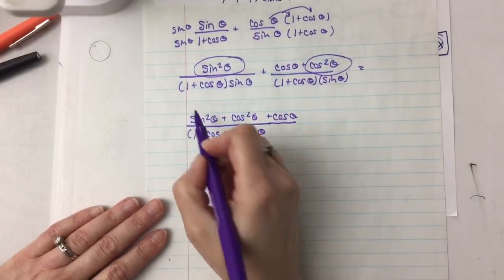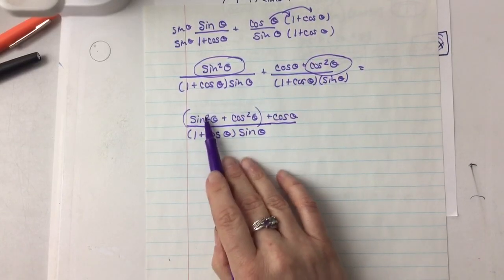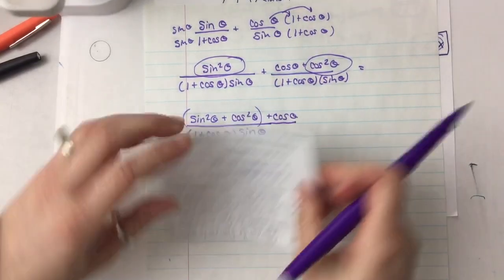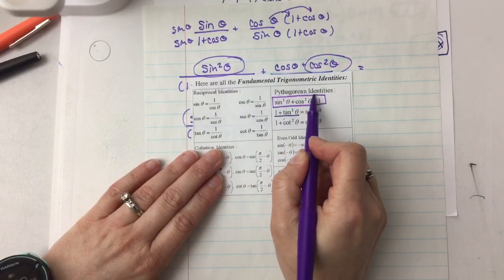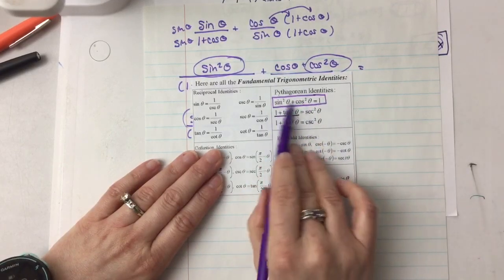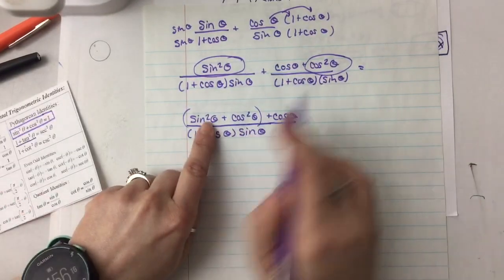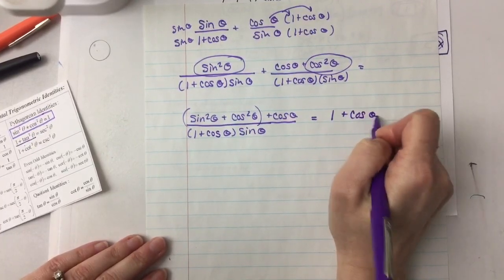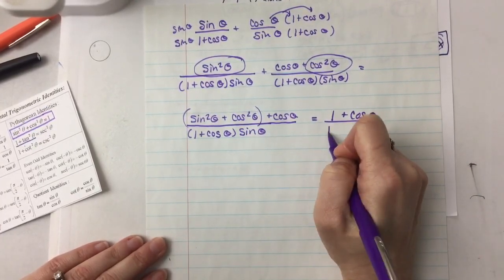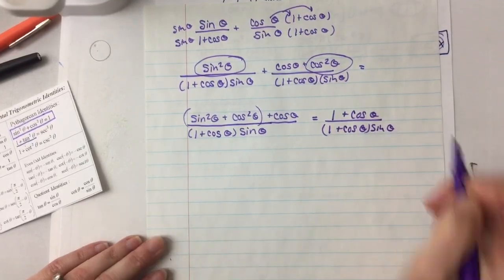And the reason why I want to do that is let's go ahead and look at those Pythagorean identities. Sine squared of theta plus cosine squared of theta. Right here. Sine squared of theta plus cosine squared of theta. I can replace this with a 1. So I'm going to go ahead and do this. This is 1. So it's 1 plus cosine of theta over 1 plus cosine of theta over sine of theta.